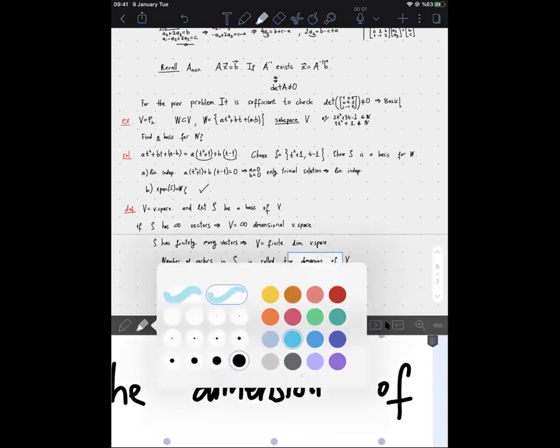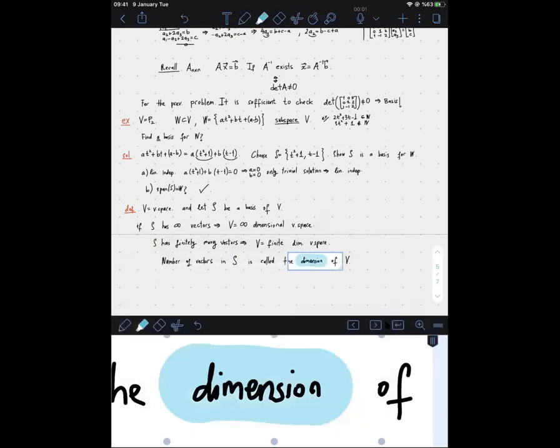So let's highlight this term. This is called the dimension of V, the number of vectors in S. Okay, so if S has infinitely many vectors, it's infinite dimensional. And if S has finitely many vectors, for example, if S has 3 vectors, then V will be a 3-dimensional vector space.